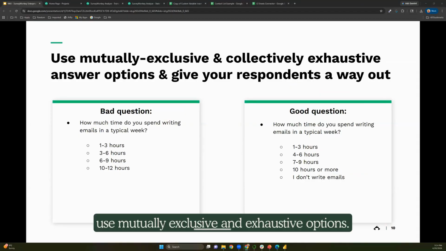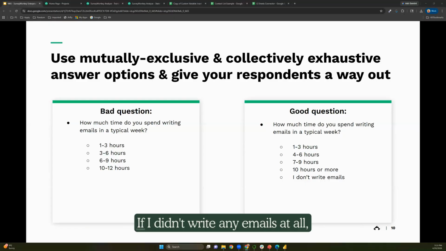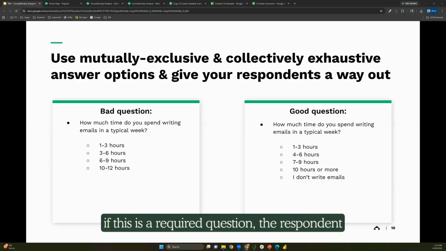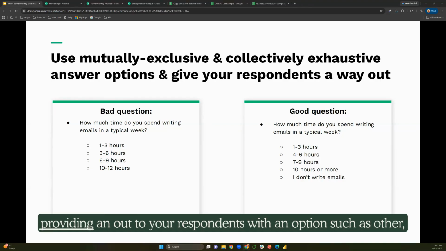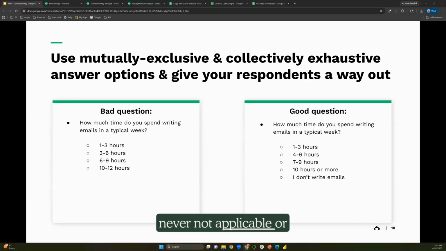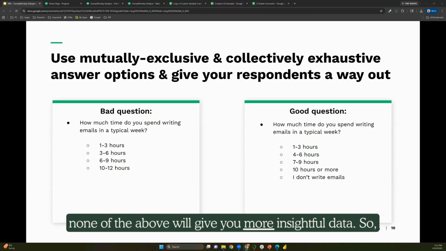Use mutually exclusive and exhaustive options so there's no confusion on which answer to pick. If I spend 3 hours a week writing emails, do I choose the 1 to 3 or the 3 to 6 option? We also want to give our respondents a way out. How would I answer this question if I didn't write any emails at all? If this is a required question, the respondent could exit out of the survey or provide an incorrect answer. Providing an out to your respondents with an option such as other, never, not applicable, or none of the above will give you more insightful data.